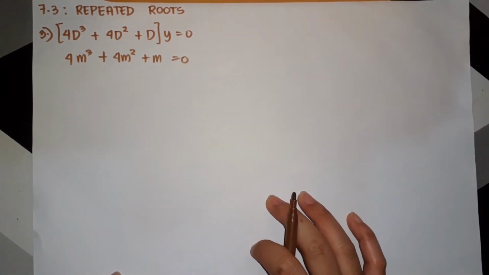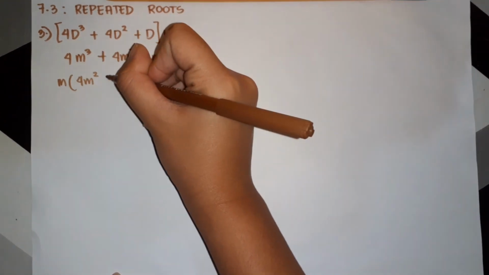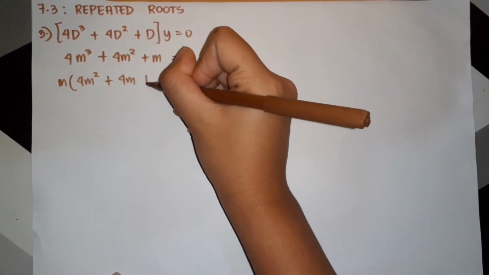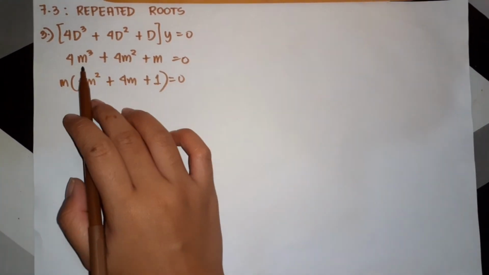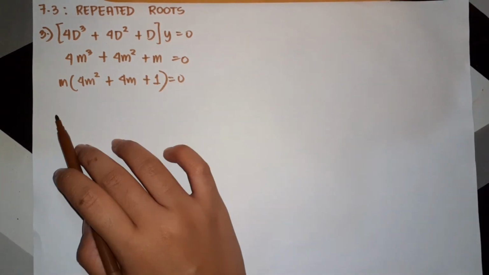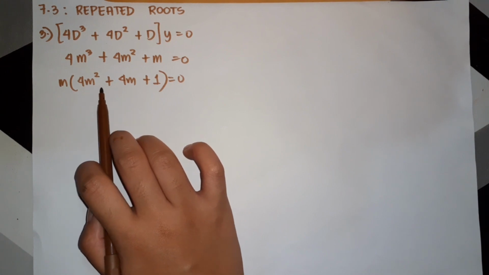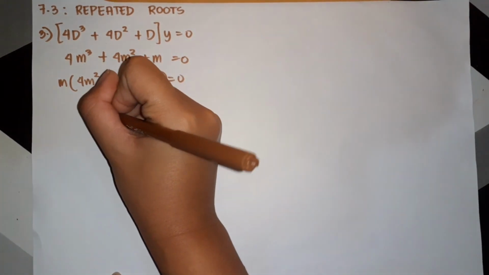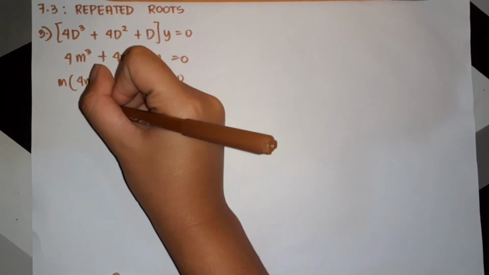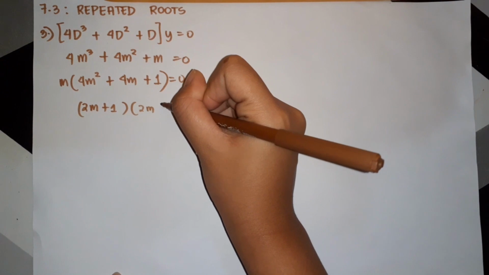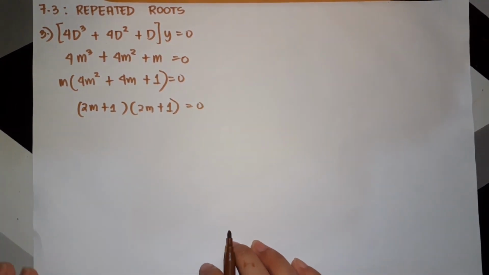So we will just factor this out. So this will be m times 4m squared plus 4m plus 1 is equal to 0. So if you factor this, the result will be like this. So next we will factor out this polynomial. So this will be 2m plus 1 times 2m plus 1 is equal to 0.